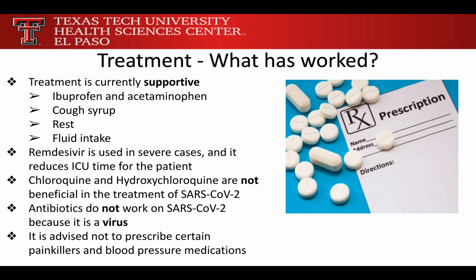Now, it's possible you know someone who had coronavirus and was given antibiotics. This may be because their healthcare provider was trying to treat or prevent a secondary bacterial infection in addition to their coronavirus infection. And finally, some blood pressure medications or painkillers should not be prescribed in someone who has coronavirus. For more specific questions, consult with your healthcare provider.